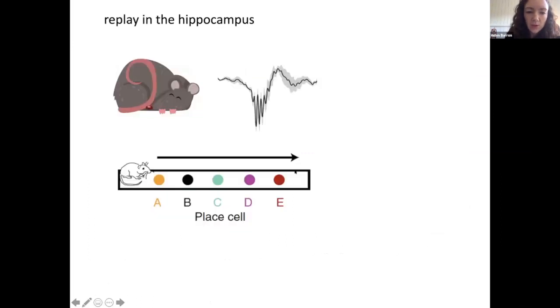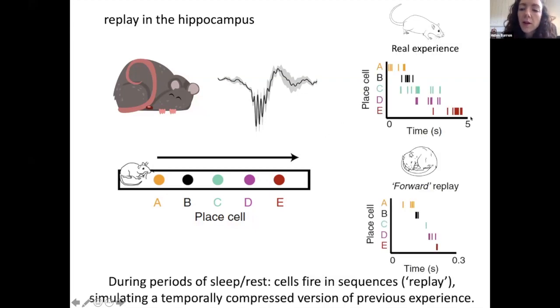The third feature of the hippocampus is that during periods of rest or sleep, we see evidence for replay. During rest and sleep, the LFP in the hippocampus is characterized by sharp-wave ripples, which you can see here, these high frequency oscillations. And what people have found is that during sharp-wave ripples, you can see evidence for replay of a previous experience that a rodent has had. If this rat is running along this linear track, the place cells will represent A, then B, then C, then D, then E. During real experience, you get this sequence of cells firing, but when the animal is asleep, this same sequence might fire on a temporally compressed scale. We can think of this as forward replay, but there's also evidence for reverse replay.